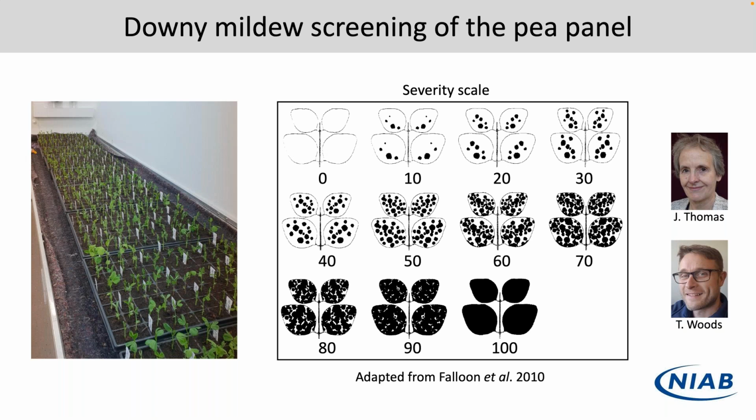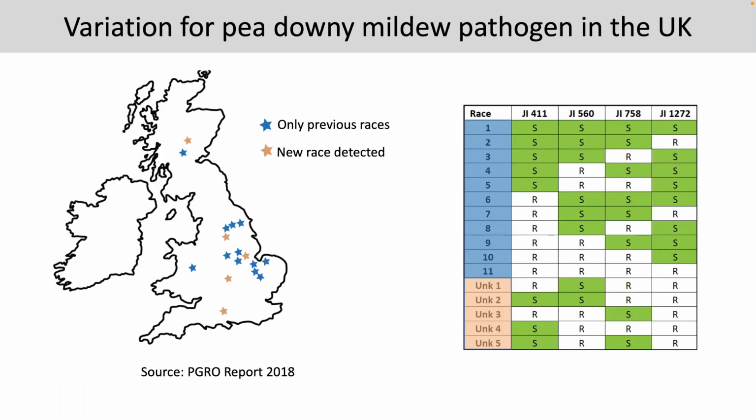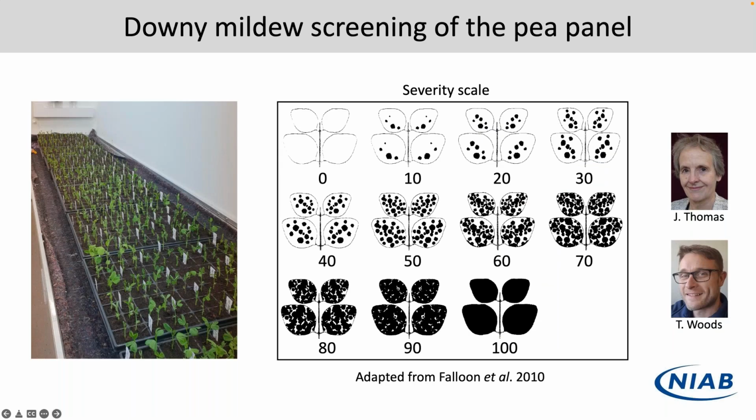So what we did, we chose 2 races from this set of races that I mentioned here, and we phenotyped the panel in collaboration with Jane Thomas and Tom Wood at NIAB in Cambridge. This is the scale of phenotyping that we used to observe the variation. You can see the disease survey was done at the seedling stage, when they were inoculated with two different races, and it was done at 2 different time points.